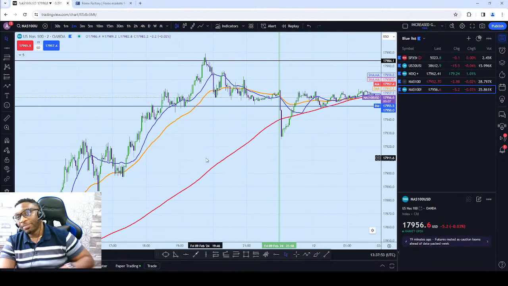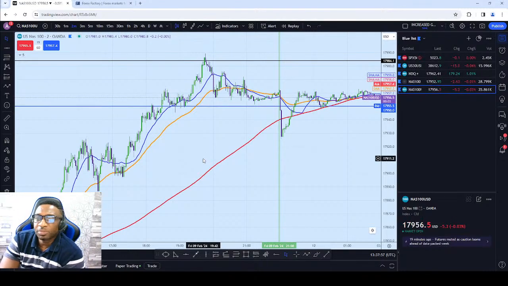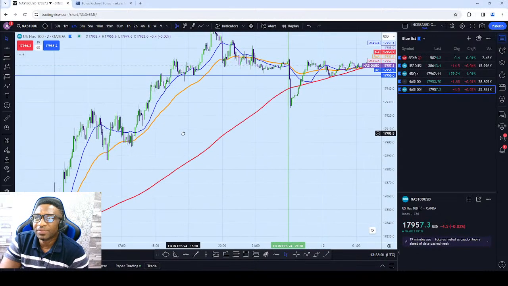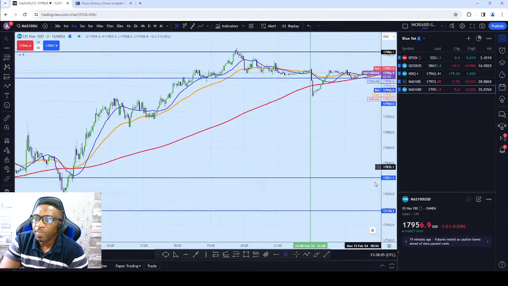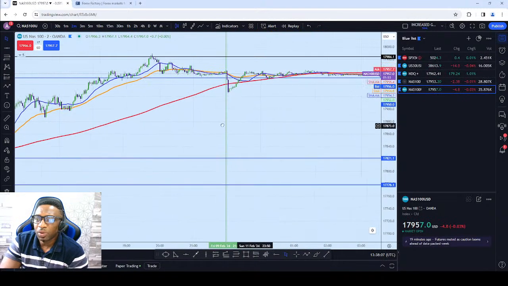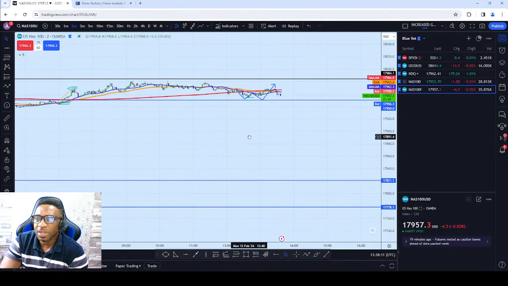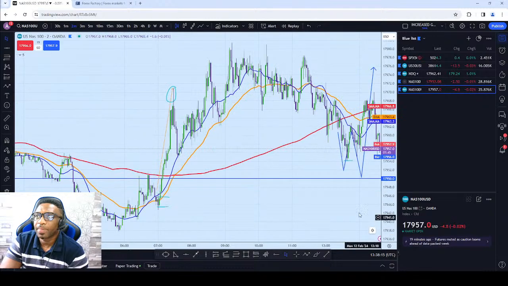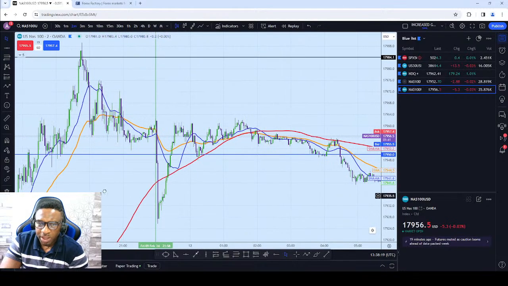So probably by the time the market opens, we should have some market move. When the market opens, then after that we should have some nice moves, because currently it's looking very choppy, as we can see, which we don't like.